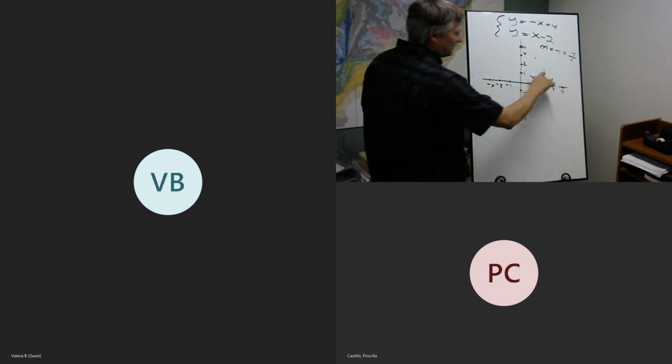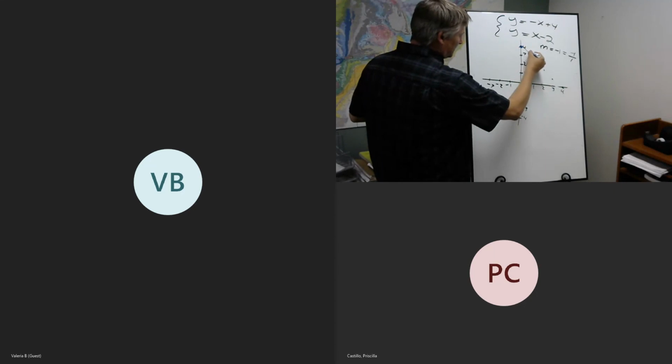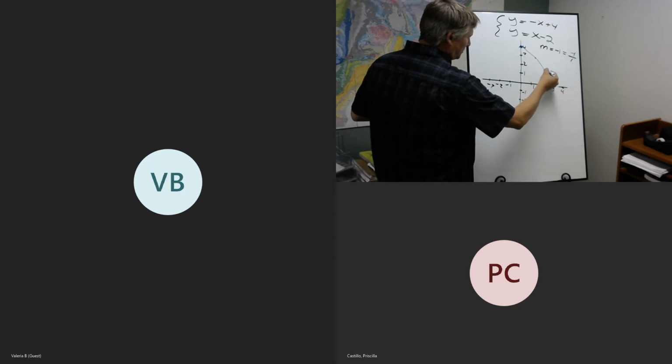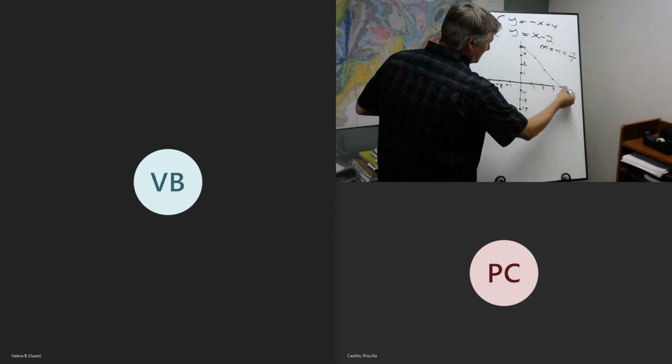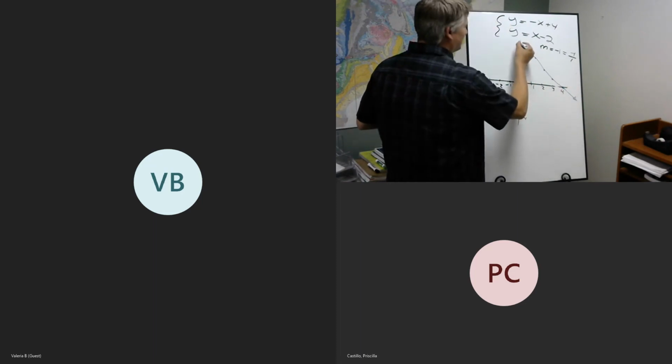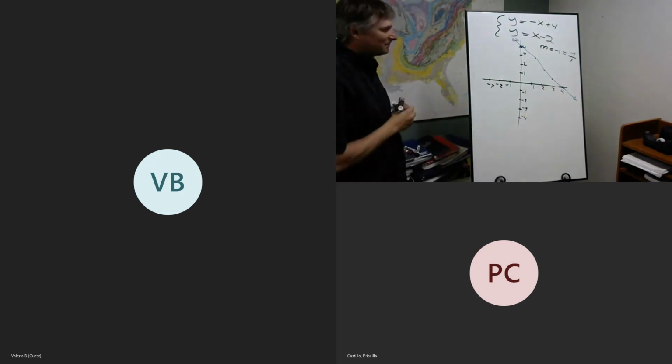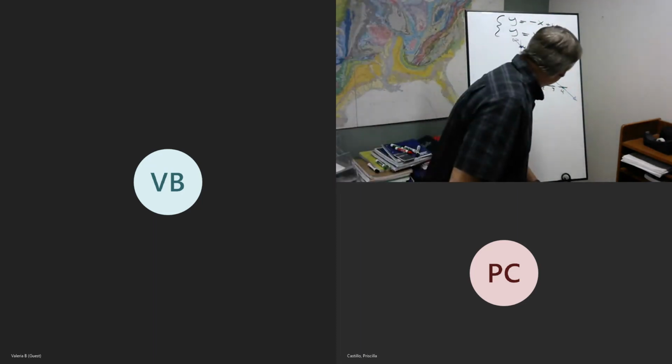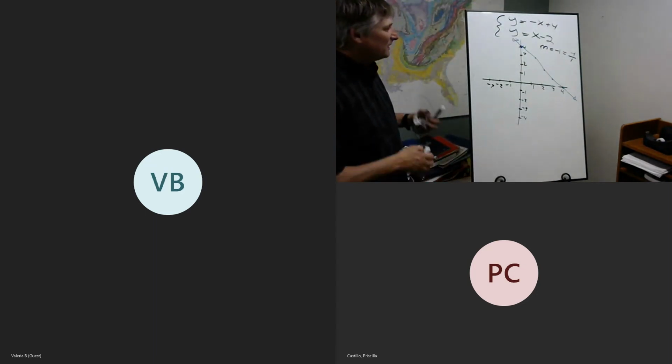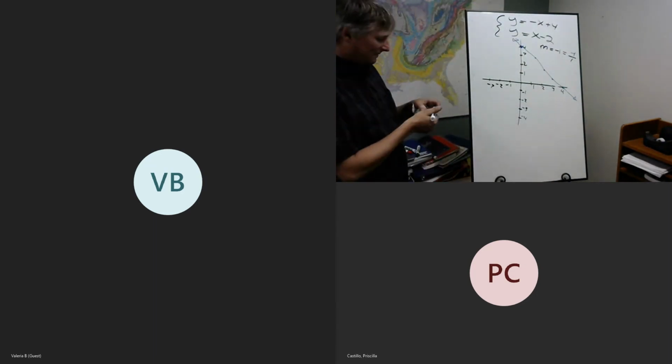Again, with my sort of questionable artistry here, it's going to be a little bit of a crooked line. I'm just going to try to blend the line. It's a little crooked, but it'll serve our purposes.